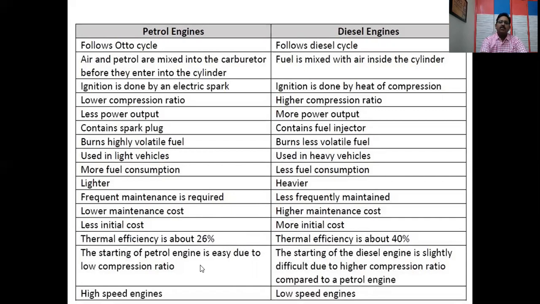The starting of the petrol engine is very easy due to the low compression ratio, whereas the starting of the diesel engine is a little difficult because of the higher compression ratio. Petrol engines are used for high speeds, and diesel engines are used for low speeds. But the torque developed by the diesel engine is more at lower speeds. That's why for heavier vehicles we use diesel engines. So these are the basic differences between petrol engine and diesel engine.